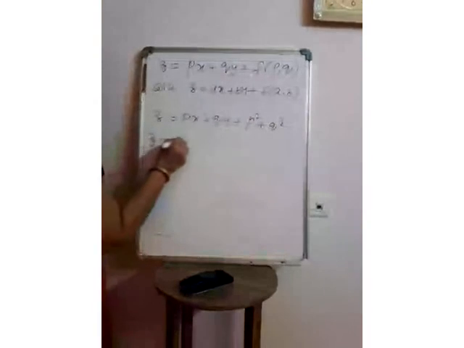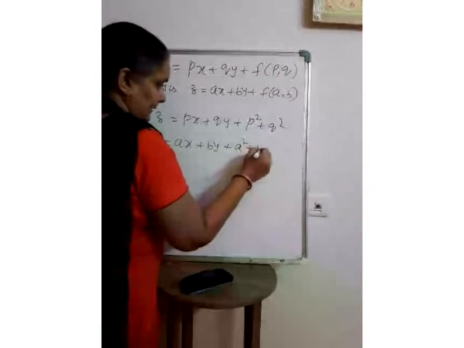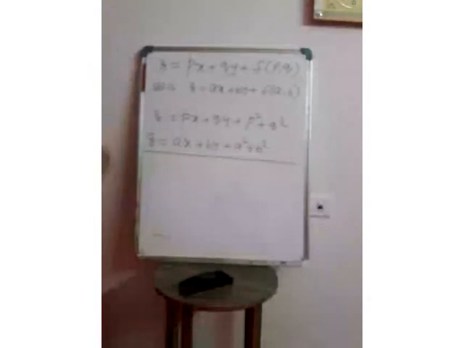So how will the solution be now? This will become ax plus by plus a square plus b square. That will be the solution. There is no need to write down or solve anything. Just replace the value of p by a and q by b in the solution. That gives directly the solution. So this comes as case 4.